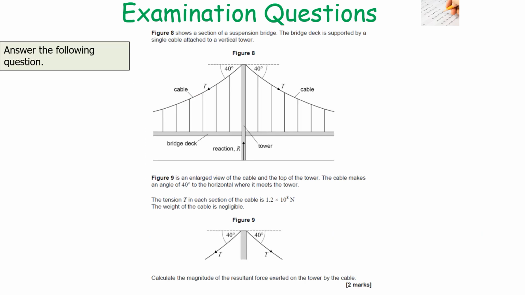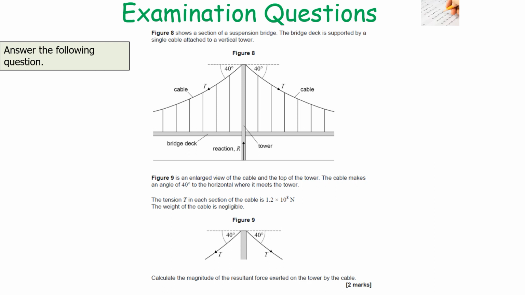The next question says, Figure 8 shows a section of a suspension bridge. The bridge deck is supported by a single cable attached to a vertical tower. Figure 9 is an enlarged view of the cable and the top of the tower. The cable makes an angle of 40 degrees to the horizontal where it meets the tower. The tension T in each section of the cable is 1.2 times 10 to the 8 newtons.